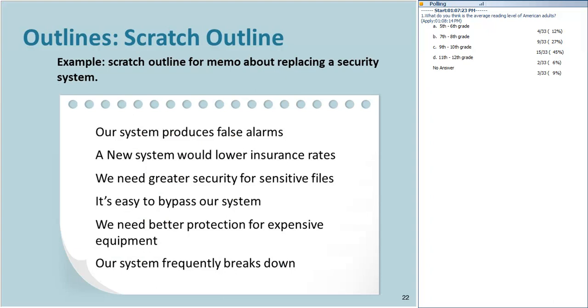Now, a much simpler outline is called the scratch outline, and it's just a list of topics you want to make sure to cover. So if you really don't like doing outlines, maybe you should start with the scratch outline. Now, as you can see, the topics are arranged in no particular order, and there is no distinction between main topics and subtopics. And this type of outline works best for fairly simple subjects.